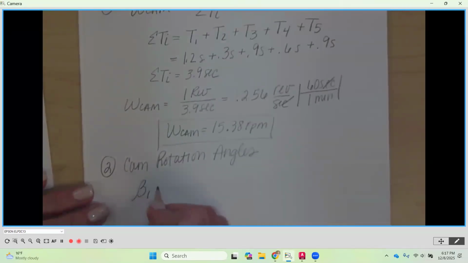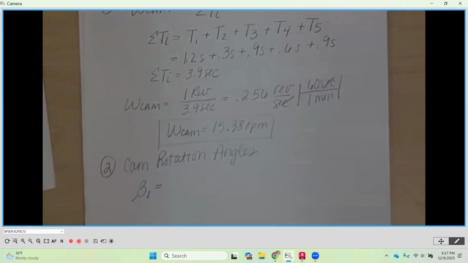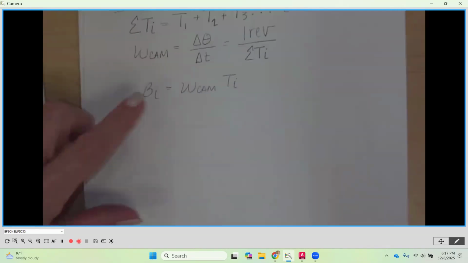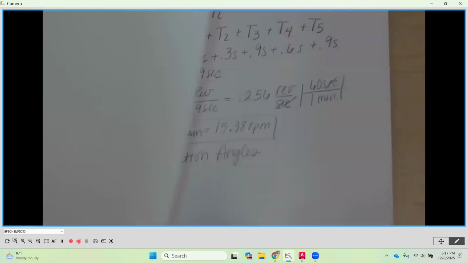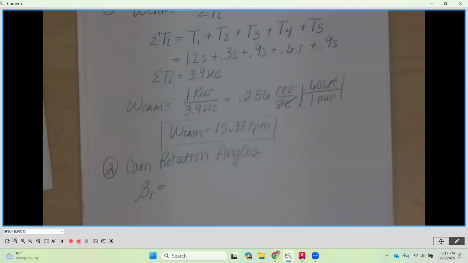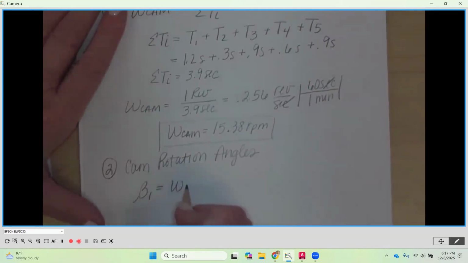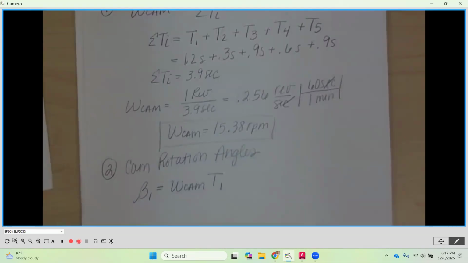So beta 1. Beta 1, as we know, is going to be equal to the cam rotation times the time associated with the motion that we're looking at. So we're going to say W cam times time 1, right? Now, we want beta to end up in degrees. Again, how many degrees of a full revolution are we going to be rising our 2 inches in 1.2 seconds? Okay, that's what we're looking at.